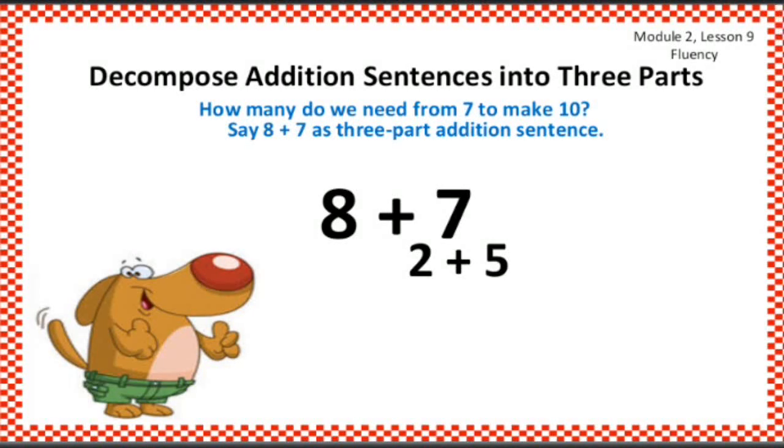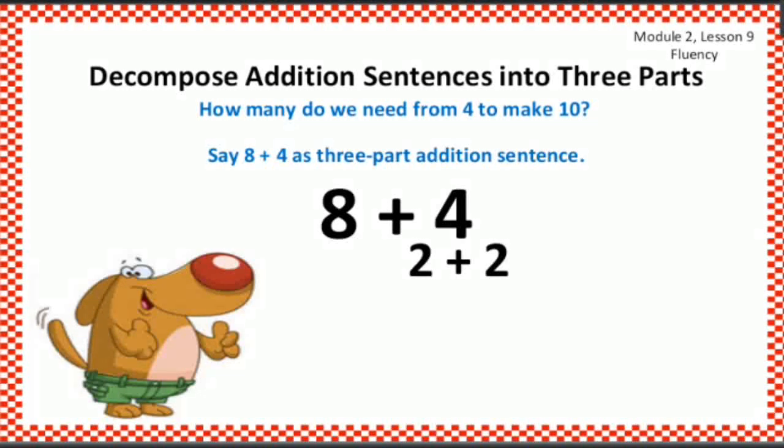Look at this. 8 plus 7. I broke my 7 into 2 and 5. Don't forget I'm taking out 2 to add to 8 to make 10. Right? So 8 plus 2 plus 5. You can see I now have my 3-part addition sentence. The next is 8 plus 4. I broke the 4 into 2 and 2. So I have 8 plus 2 plus 2.